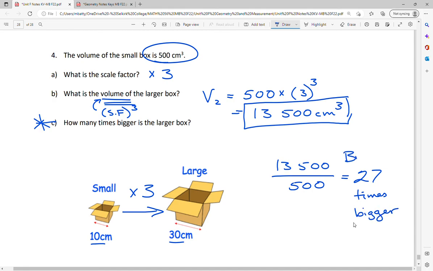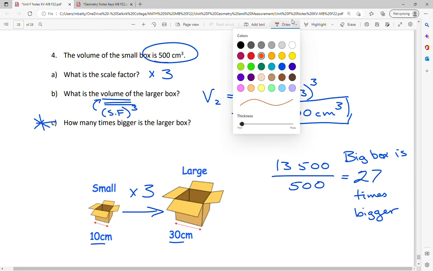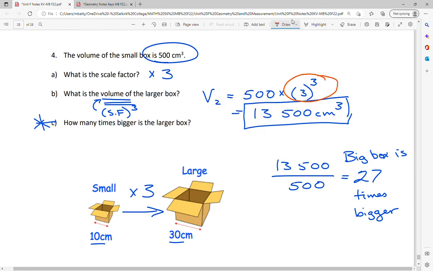Big box is 27 times bigger. If we take a look, we already knew that. We knew that this, right, that's what this last section is showing us, is actually how many times bigger these things are. The key thing is that if you're scaling up a two-dimensional thing, it's the scale factor squared, and if you're scaling up a three-dimensional thing, which volume is, it's going to be cubed.